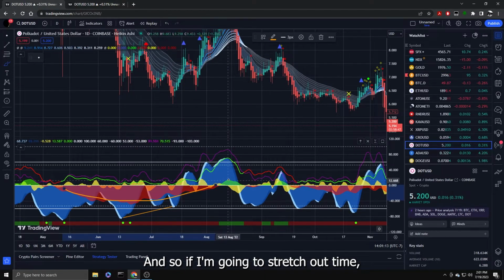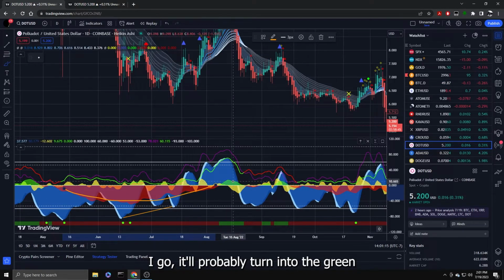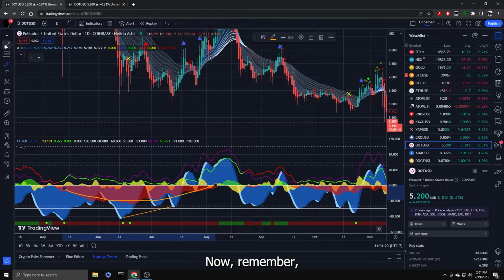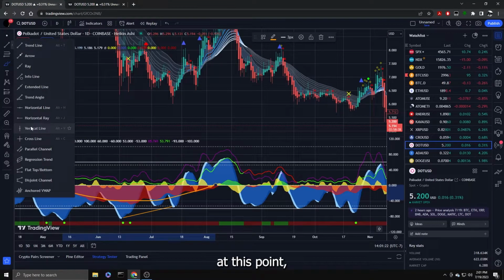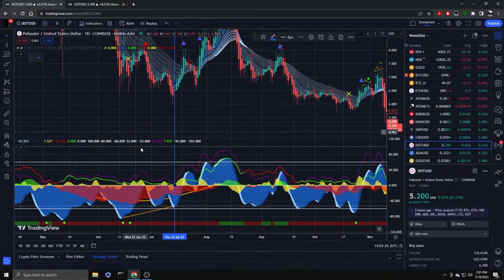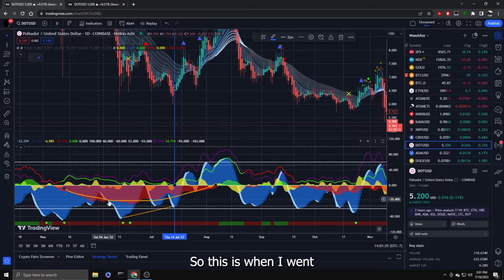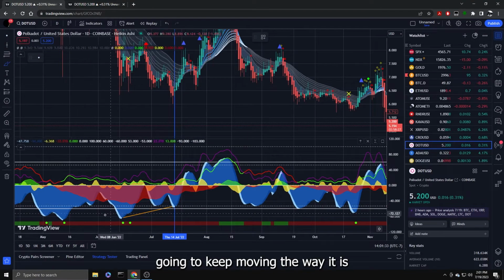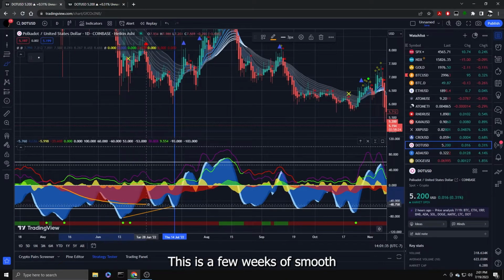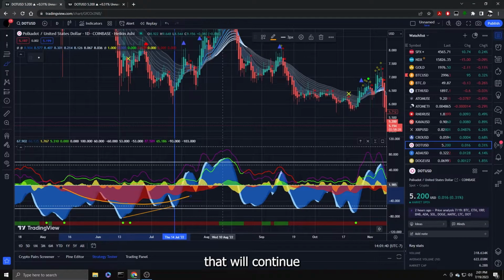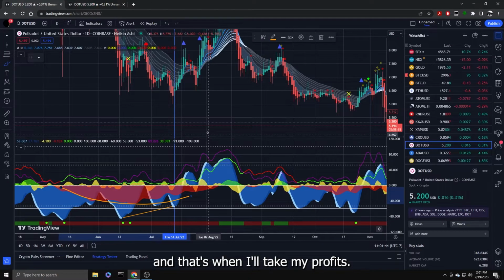And so if I'm going to stretch out time, I go, it'll probably turn in the green somewhere in the mid to late August. Now remember, at this point, it was July 14th. So this is when I went, yeah, I think money flow is going to keep moving the way it is. Because look at this. This is a few weeks of smooth movement upwards. I'm going to extrapolate that it'll continue to about mid to late August, and that's when I'll take my profits.